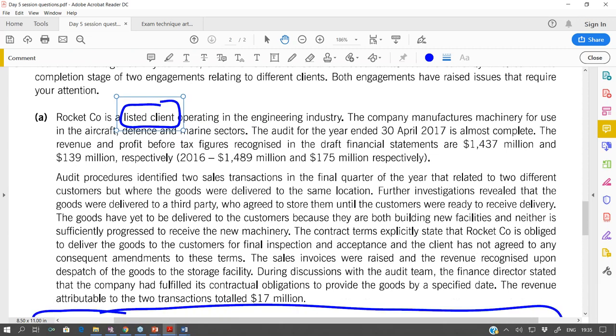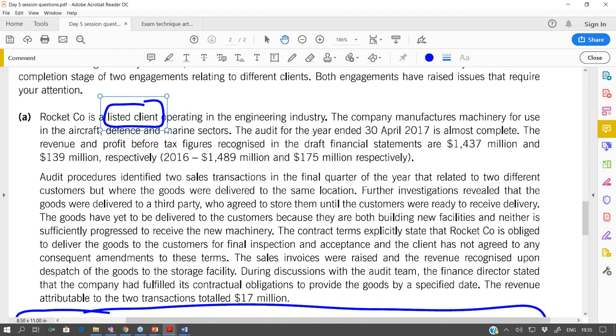So you identified two sales transactions in the last quarter to two different customers, but where the goods were delivered to the same locations, even though they were meant for two customers. Further investigation revealed that the goods were delivered to a third party who agreed to store them until the customers were ready to receive delivery. The goods have yet to be delivered to the customer.